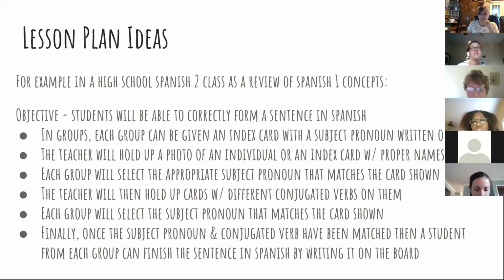Then the teacher will hold up cards with different conjugated verbs on them. Each group will select the subject pronoun that matches the card shown. Finally, once the subject pronoun and conjugated verb have been matched, then the group can come up to the board and continue the sentence in Spanish, writing it on the board.